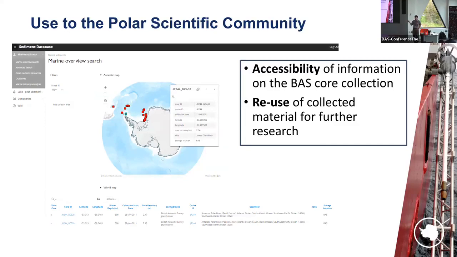It shows positions of all the cores that we have in BAS storage. You can filter based on the cruise number if you know it. If you press on the dot on the map that is the core, it pulls up additional metadata, so exact latitude and longitude, core recovery length, collection date. And then in the table at the bottom appear records of everything that corresponds to a dot on the map. That is a searchable table, and it includes things like gazetteer, so you can search based on a gazetteer keyword.